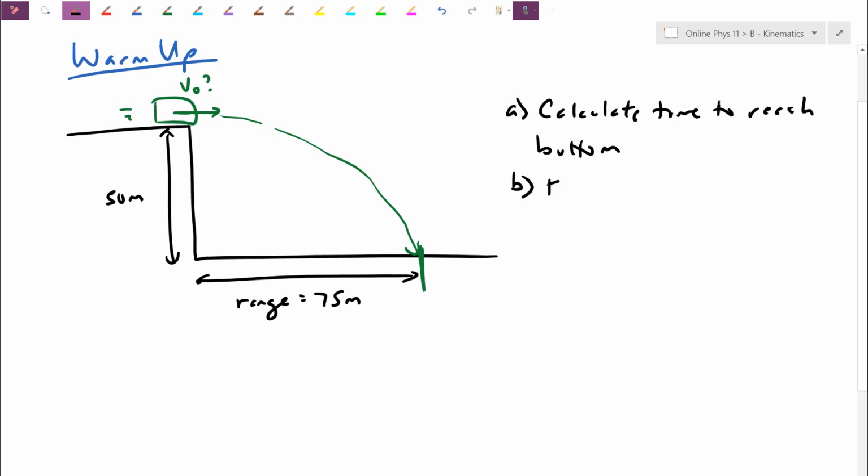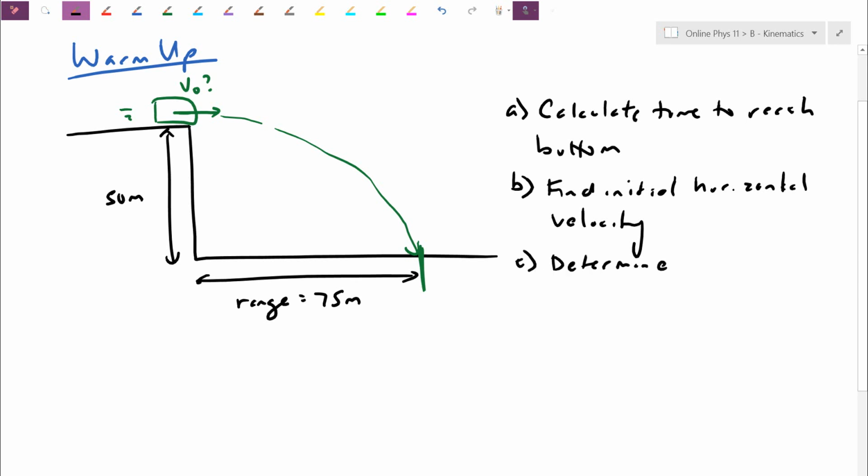B, I want you to find the initial horizontal velocity. So it's the x velocity at the beginning. The x velocity actually doesn't change because there's no horizontal acceleration. And then C, I want you to determine, just like you practiced at the end of yesterday's class, the final velocity right before hitting.